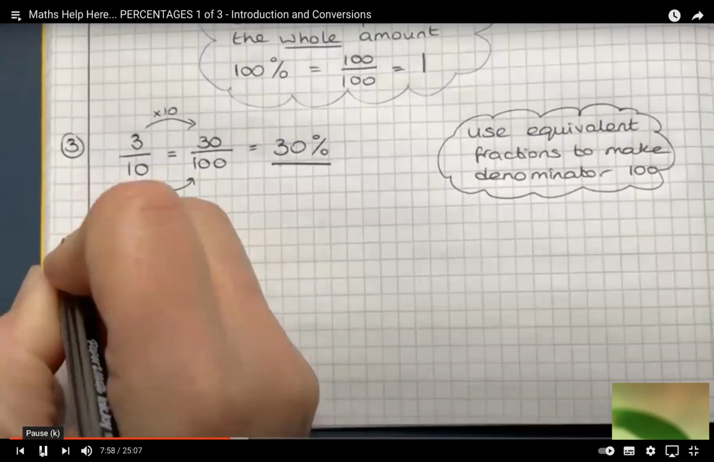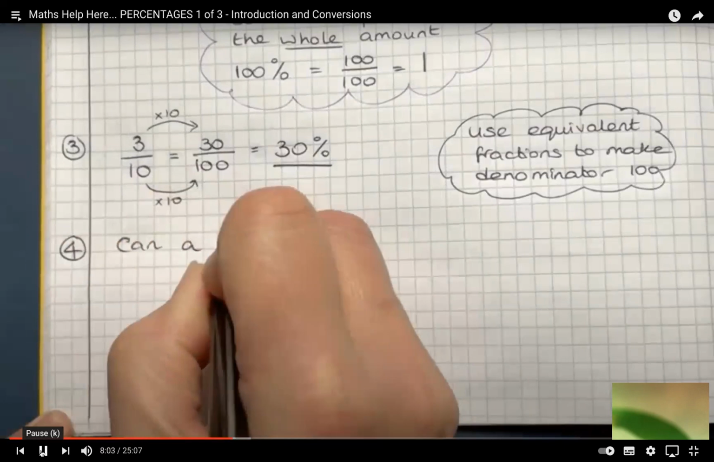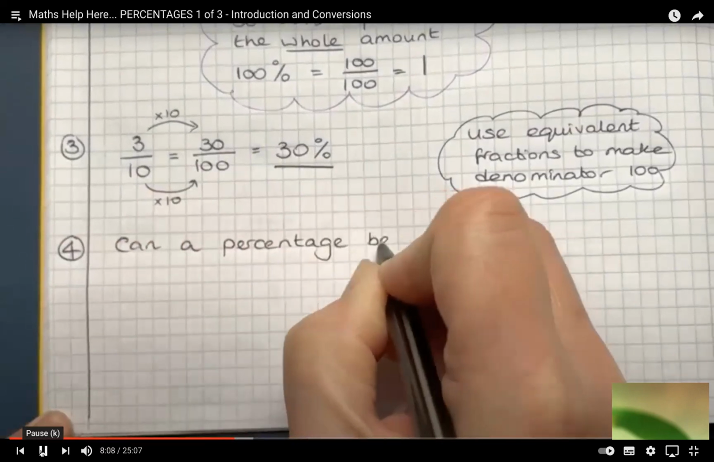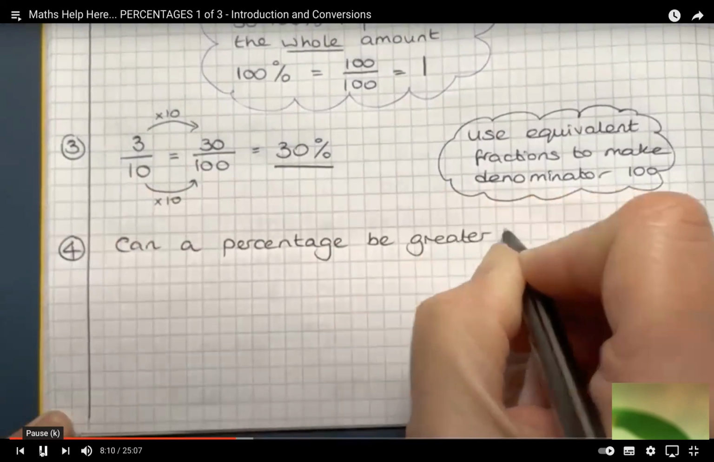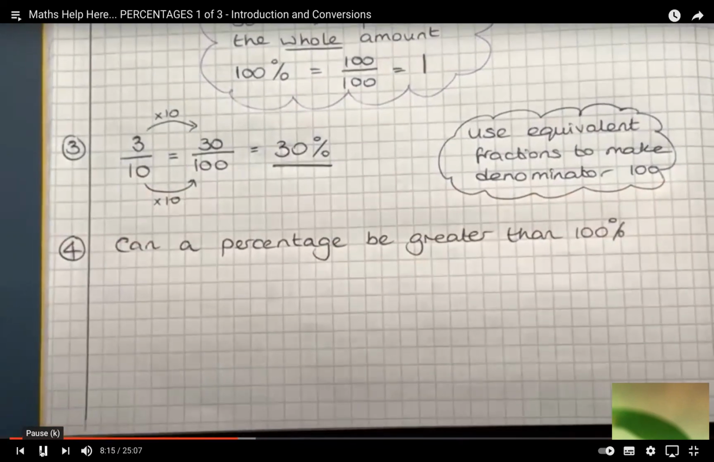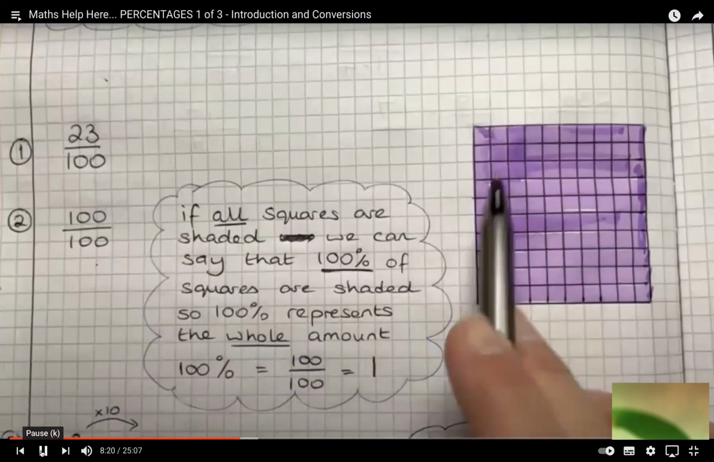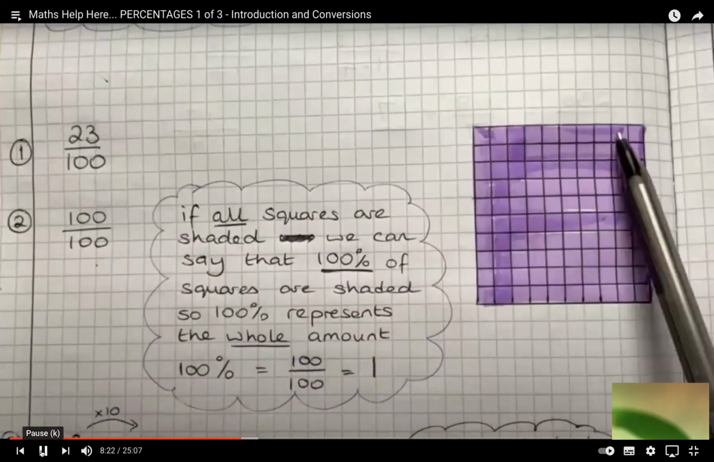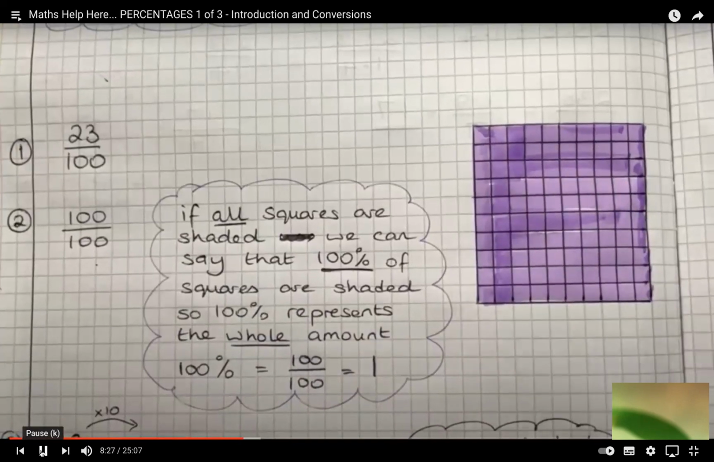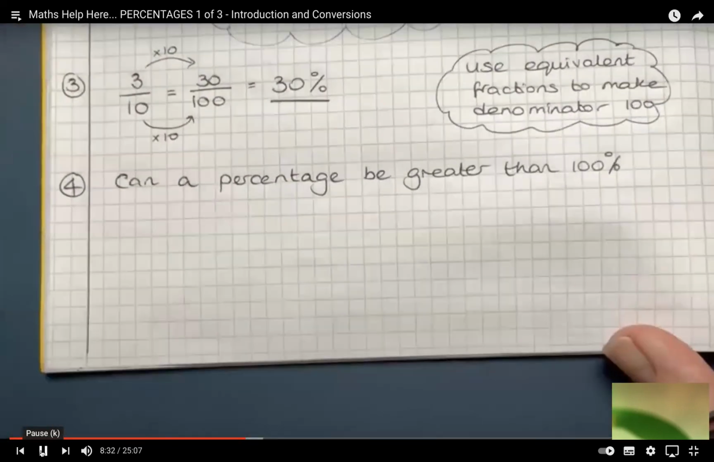Here's a question for you. Can a percentage be greater than 100%? Now, this can sometimes be confusing, particularly if we look at a diagram like this and we say, well, all of my squares are shaded. My whole is shaded, and therefore I've got 100%. How can I have more than 100%?